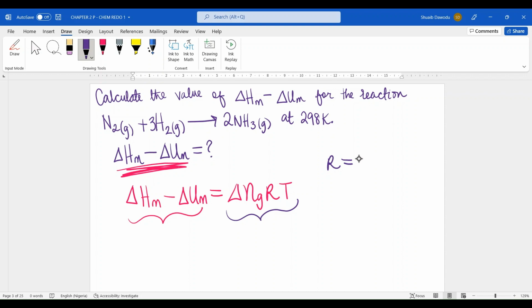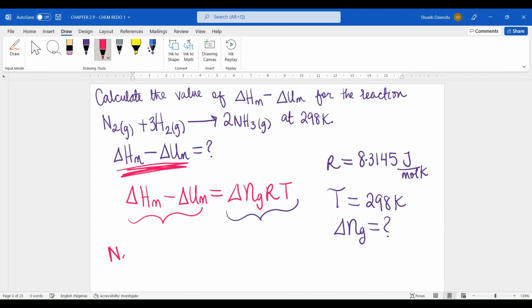In this question, because we're dealing with internal energy as well as enthalpy, our value is supposed to be in joules. So the gas constant we're supposed to be using is 8.3145 joule per mole Kelvin. And we know the value for temperature because we've been given that to be 298 Kelvin. What we don't actually have is the change in the number of moles of gases, but the good thing is that we've been given the equation, so we can solve for that.